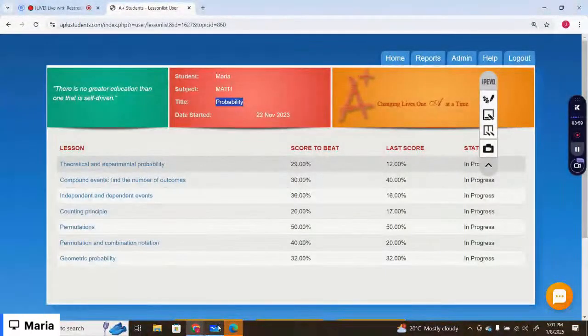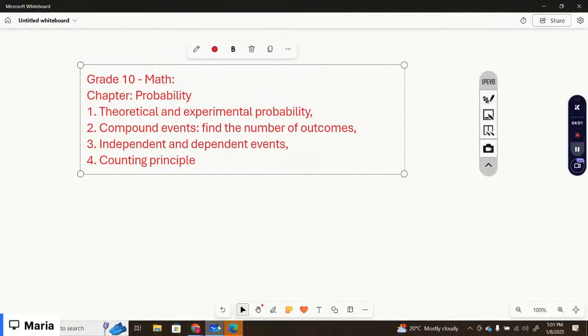We are here for grade 10 math. You can find all the lessons on ableistudents.com.